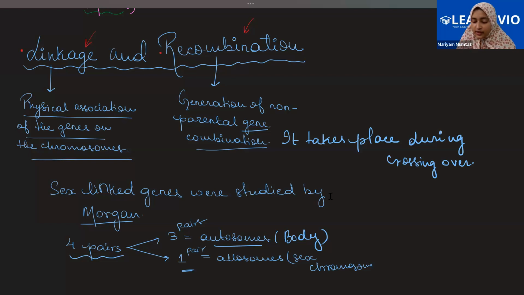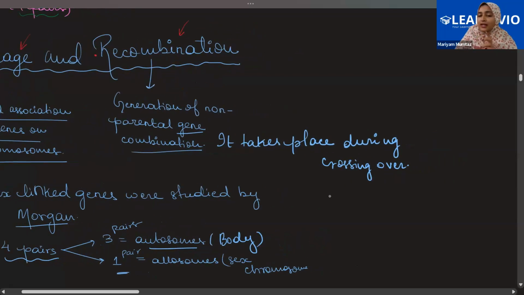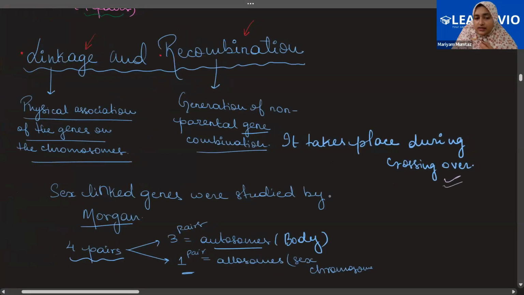Whereas when we talk about recombination, if you remember from class 11, if you've studied cell cycle and division, in that you might have seen that in the case of meiosis, there is crossing over that takes place. So that crossing over is what is called as recombination. So the generation of non-parental gene combination is called as recombination. And when does it take place? So it takes place during the crossing over process.